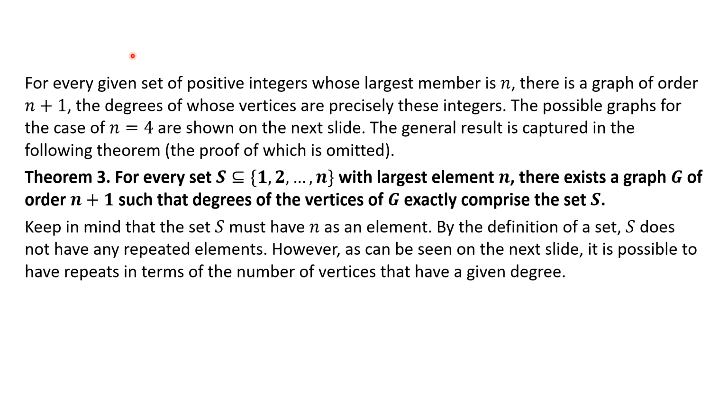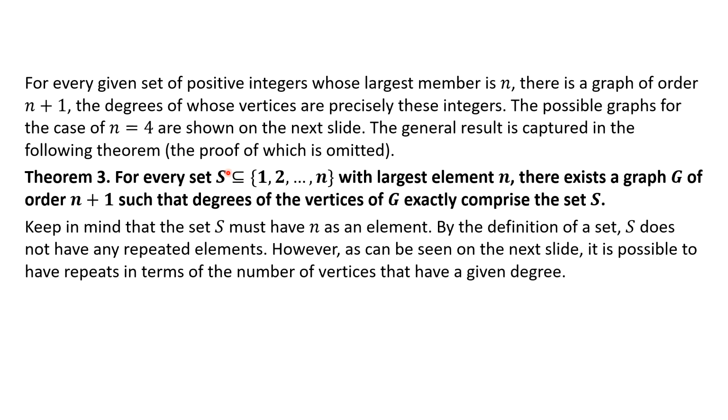We have another property of graphs on this slide. For every given set of positive integers whose largest member is n, there is a graph of order n plus 1, the degrees of whose vertices are precisely these integers. The possible graphs for the case of n equals 4 are shown in the next slide. That'll give you a better feel for what I'm saying here. The general result is captured in the following theorem. Proof is omitted.